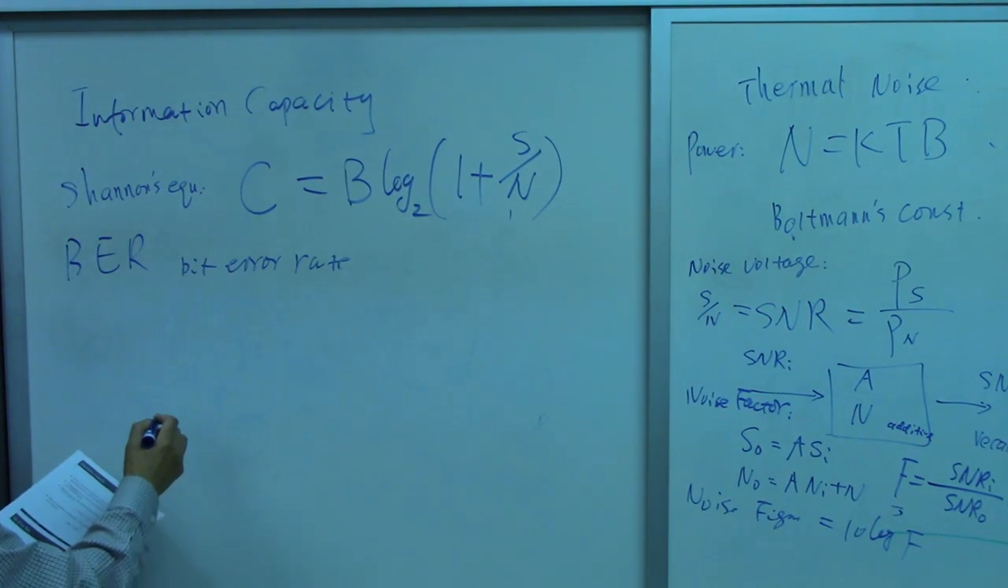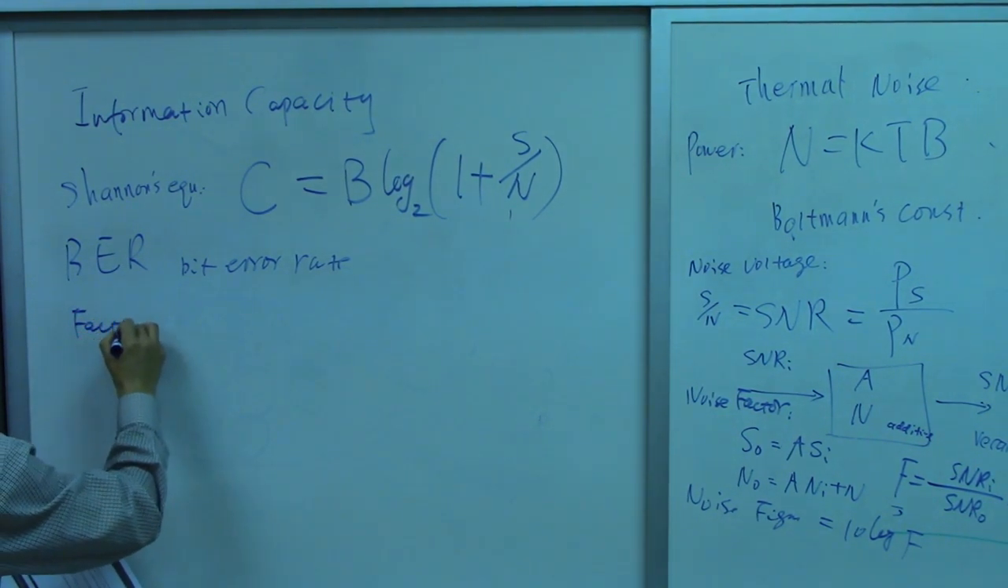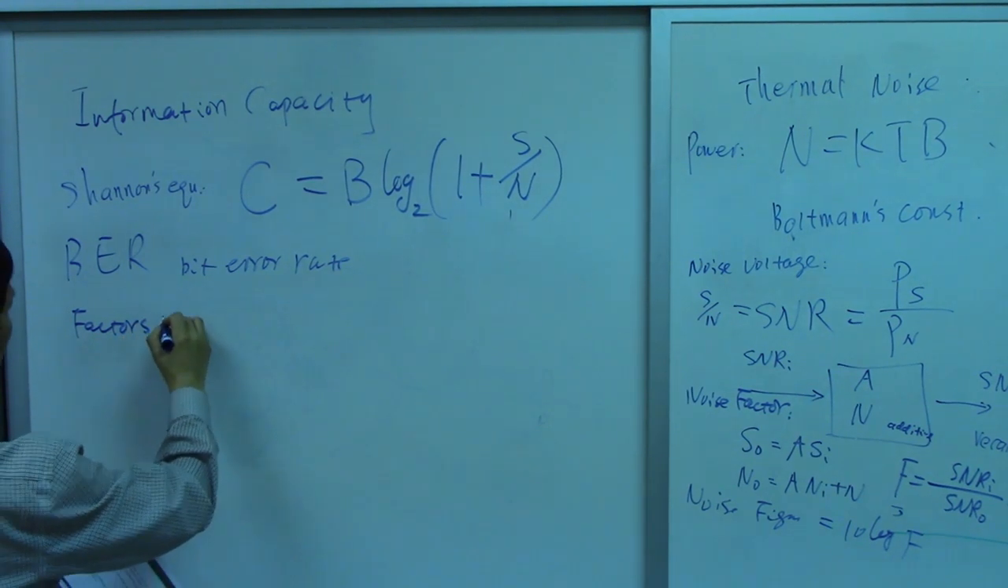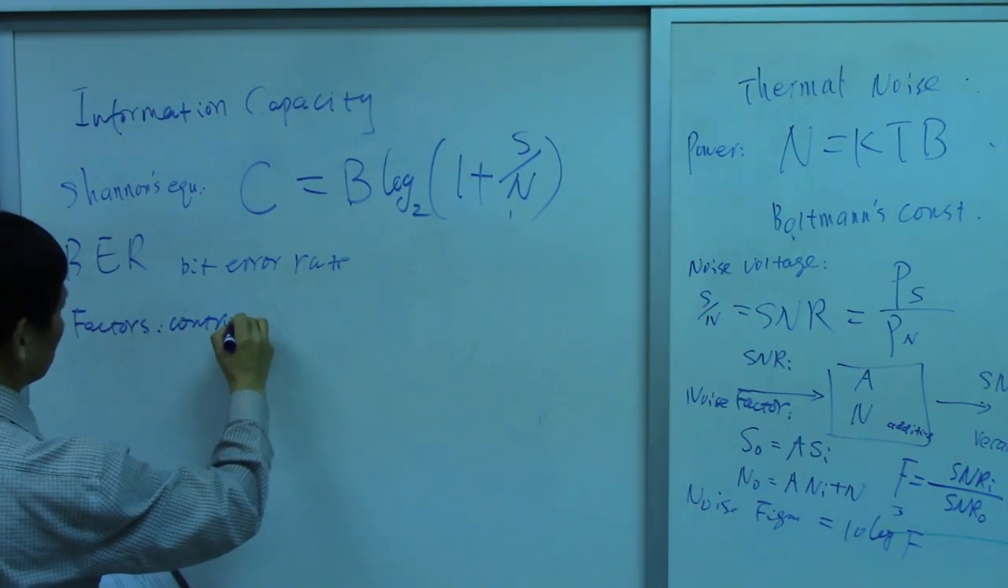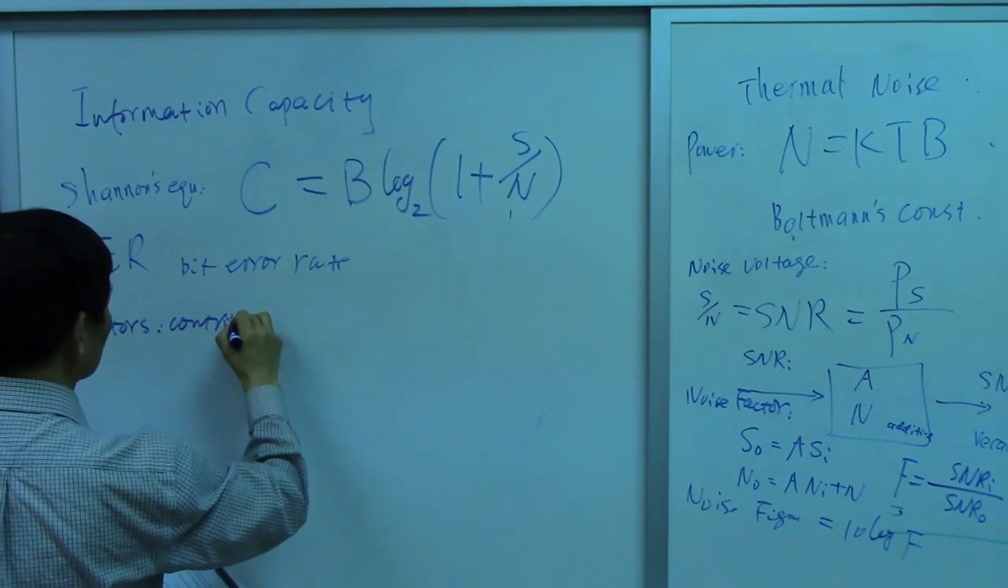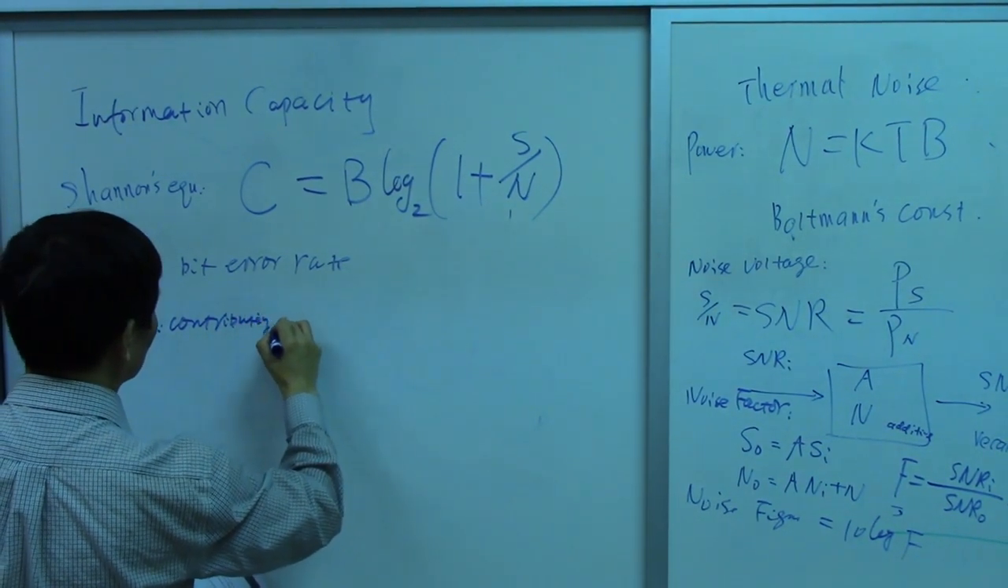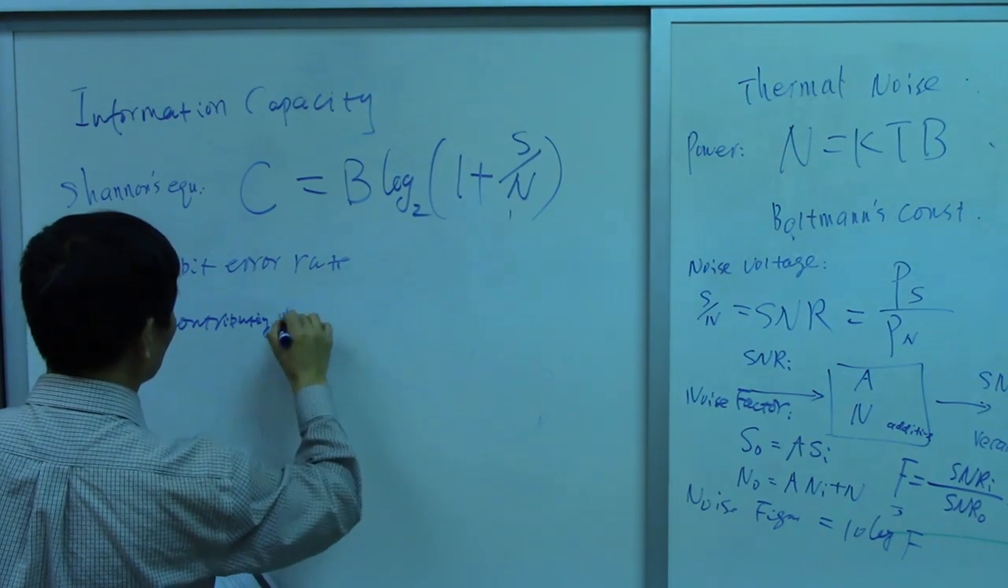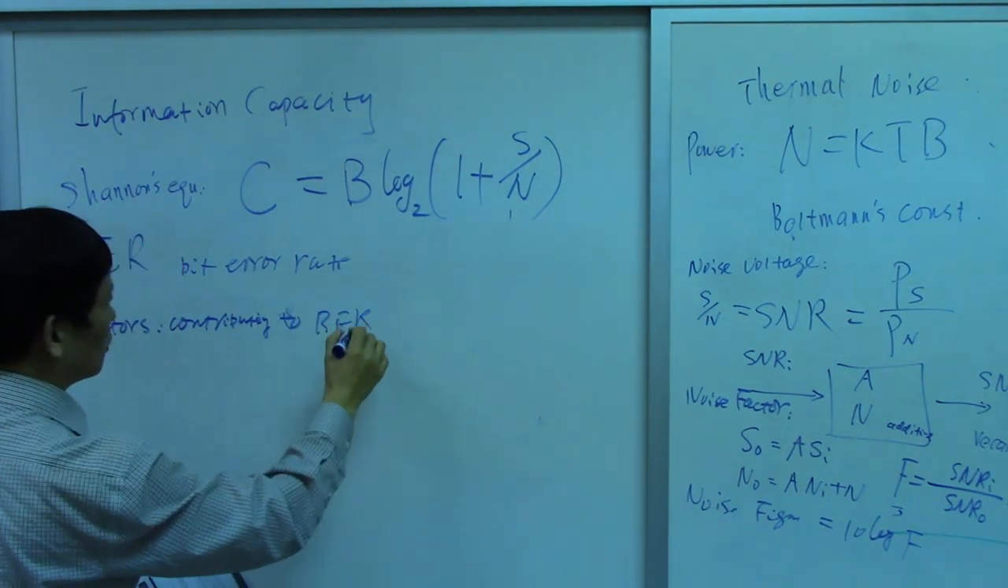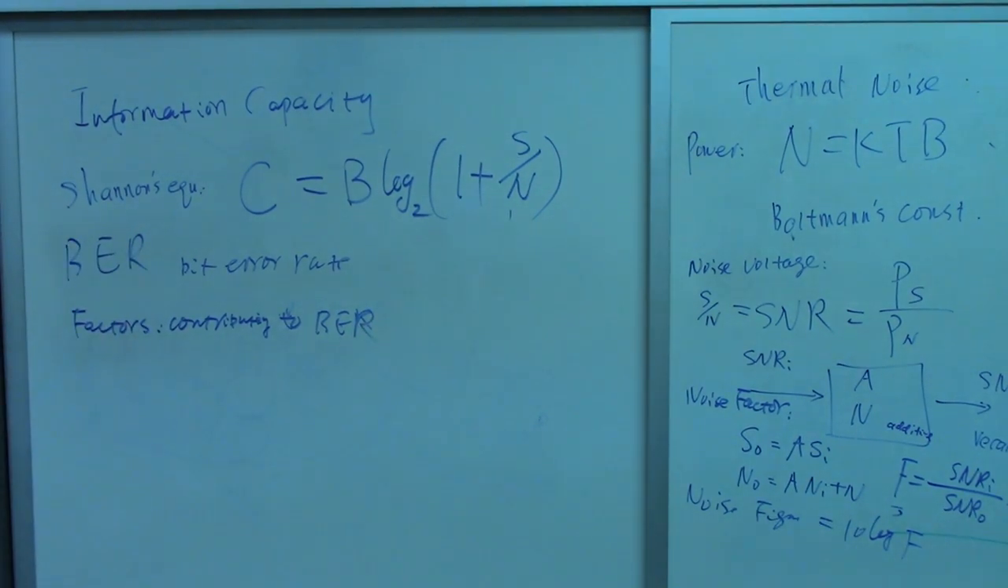Factors contributing to bit error rate. What do you think? What factors will contribute to bit error rate? Maybe distance. Distance, okay. Bandwidth. You want a wide bandwidth, right? Why? One reason is you want the error small. If the bandwidth is small, then the bit error rate will be large.